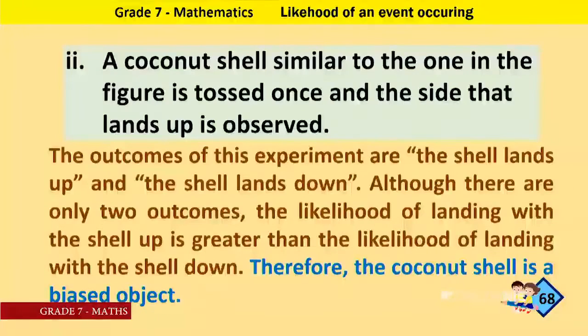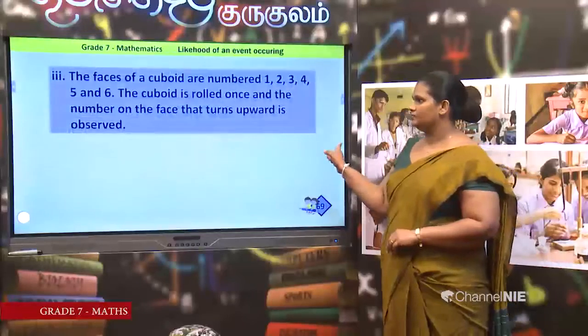So, you might get the outcomes as the shell lands up or the shell lands down. There are 2 sides in this, 2 outcomes in this experiment. Still, the possibility of obtaining the 2 outcomes is not equally likely. Therefore, we can say the coconut shell is a biased object or an unfair object.